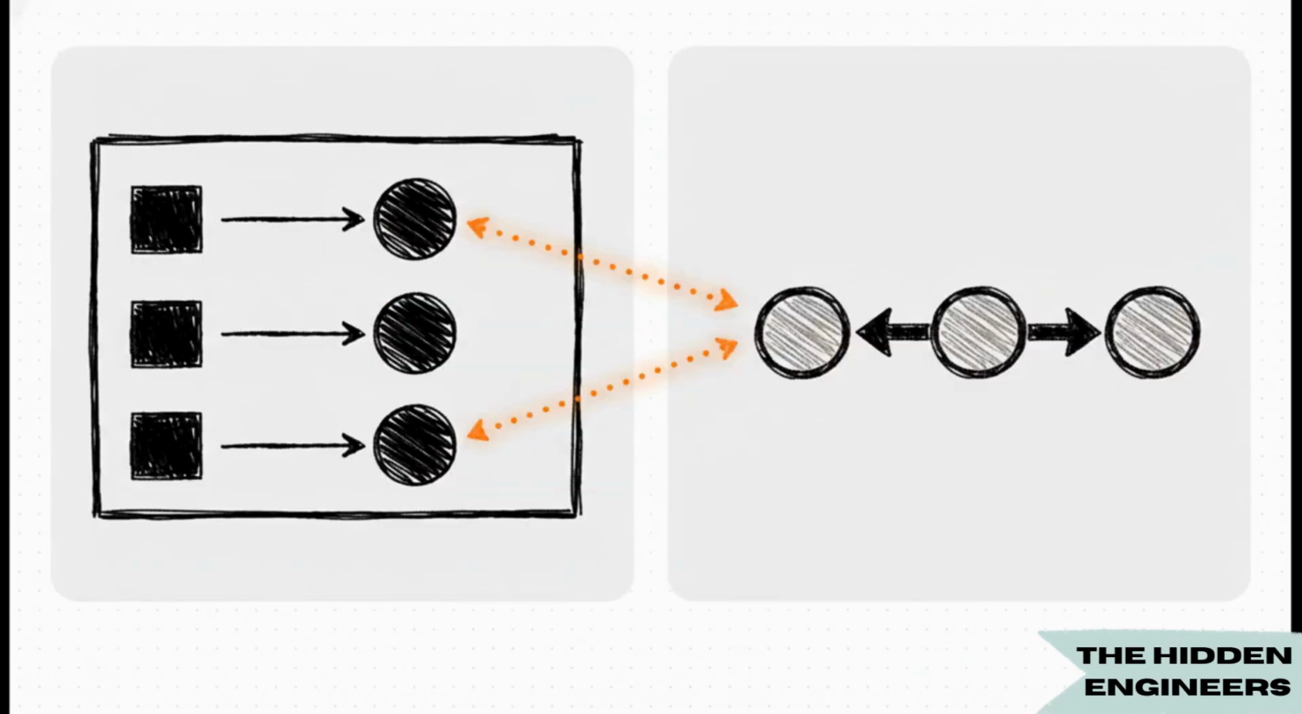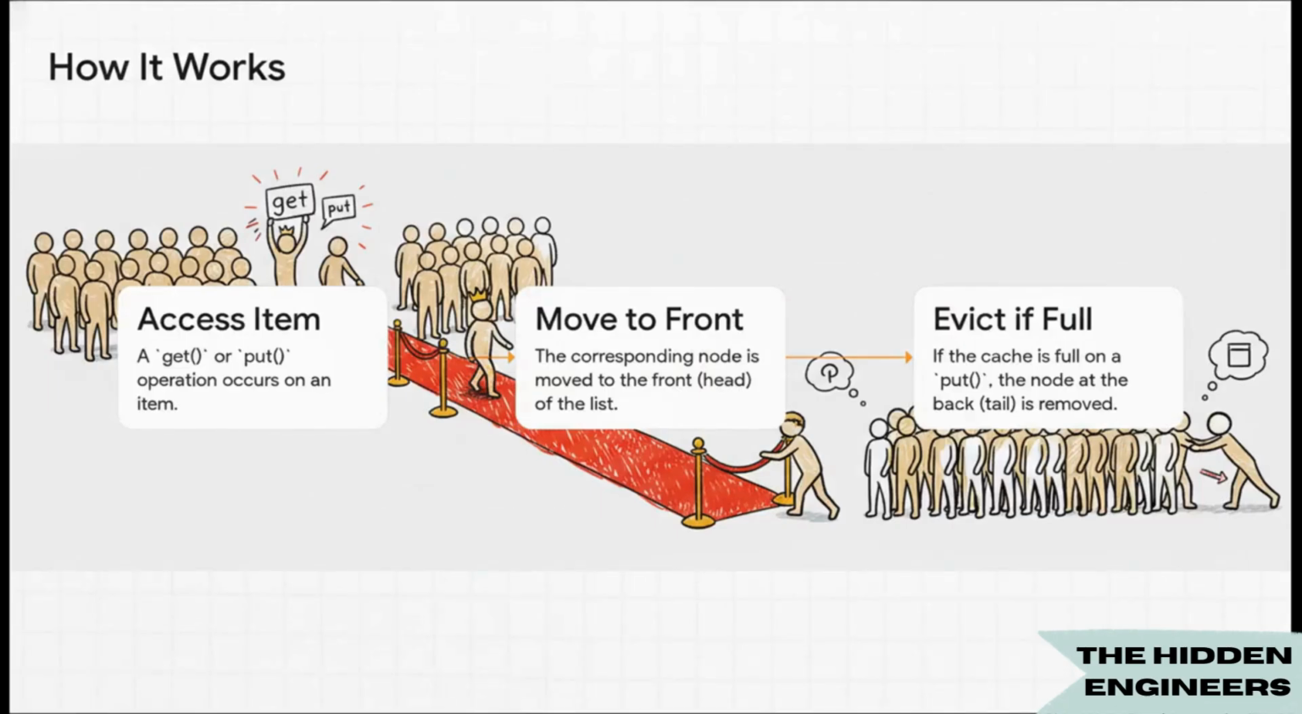Well, the secret is this brilliant combination, this power couple of data structures that work together in perfect harmony: a hash map and a doubly linked list. The hash map is our super fast lookup specialist. It gives us that instant O(1) access to any item just by its key. And the doubly linked list, that's our timekeeper. It lets us reorder items in O(1) time, which is absolutely essential for keeping track of who's the least recently used.